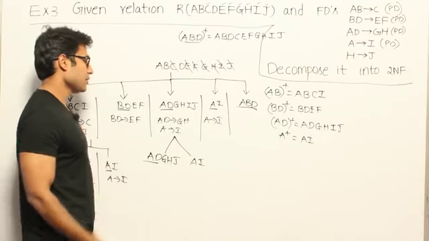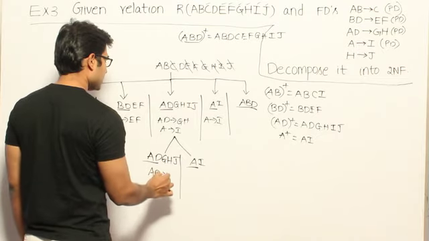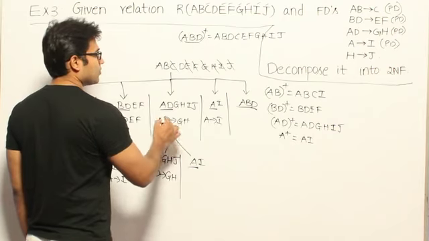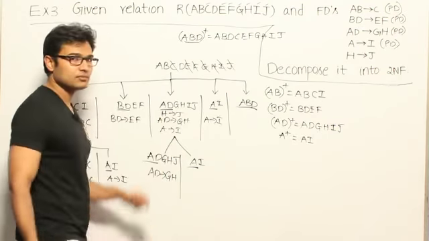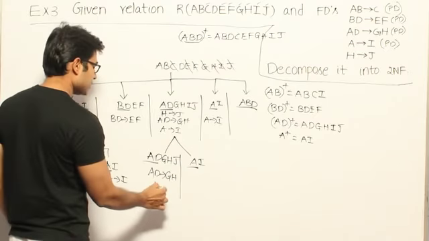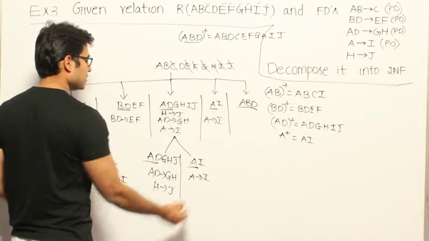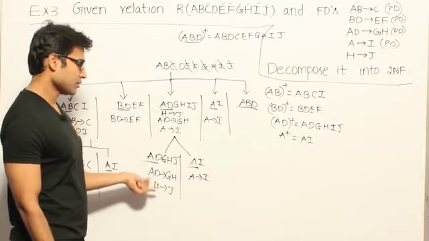Find out A plus and write it there. Got it? Now if you check it, AD determines GH is applicable here, right? And H determines J is also applicable here, right? Let us put H determines J here, and A determines I here. Now if you observe, H determines J is not a partial dependency, it is another kind of dependency. We are not worried about it now.